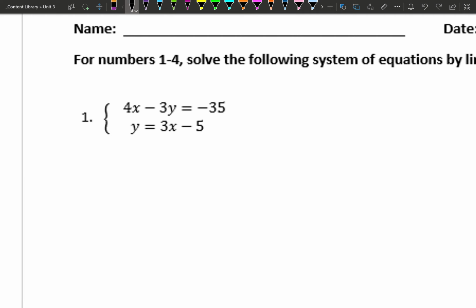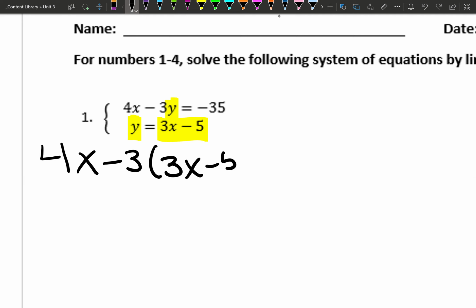Let's get started. In number 1 through 4, we're going to be doing substitution. In number 1, I see a y equals. So that means I'm going to plug that in, I'm going to substitute it in to the other equation instead of y. So my first equation becomes 4x minus 3, but instead of y, I'm going to put 3x minus 5.